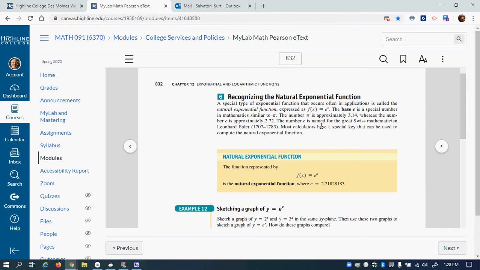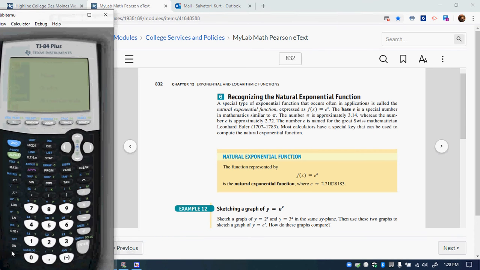The number e is named for the great Swiss mathematician Euler, and most calculators have a special key that can be used to compute the natural exponential function. So if you go to your calculator, the e is right here. You have to hit the second button and then the division button, and you get it. Now if you hit enter, you will get that value. It's more exact on the TI than what they're giving you here, but they just rounded it. So the natural exponential function takes on this form, f of x equals e to the x.